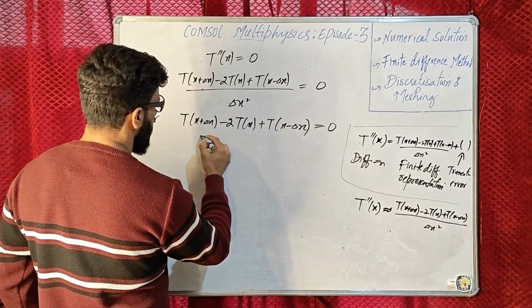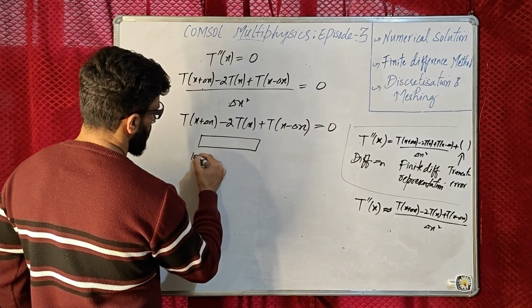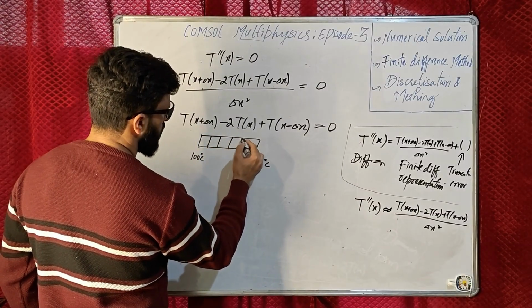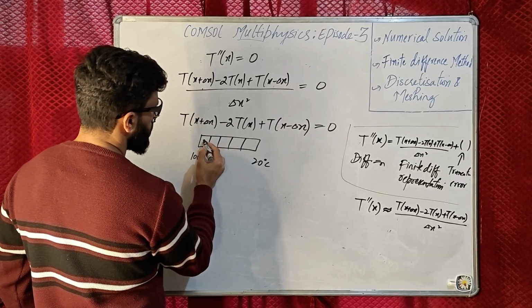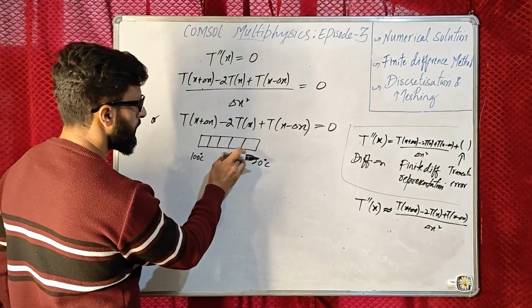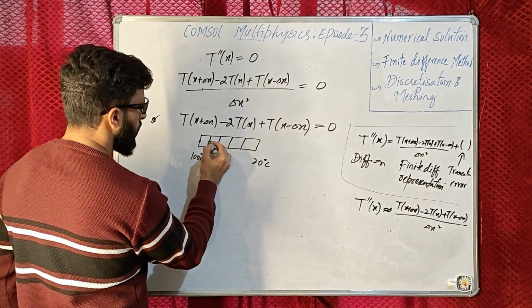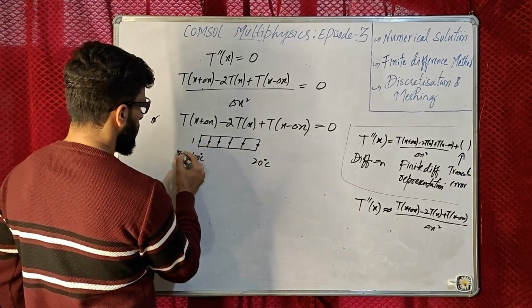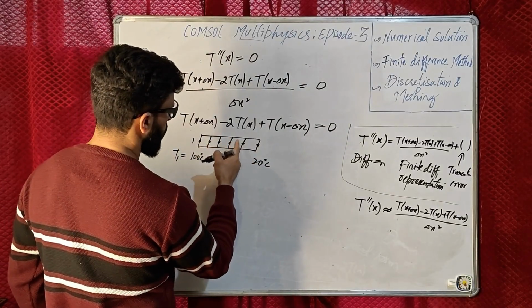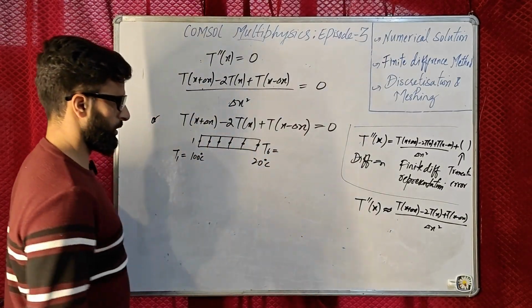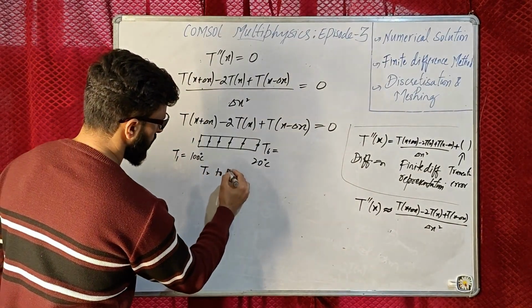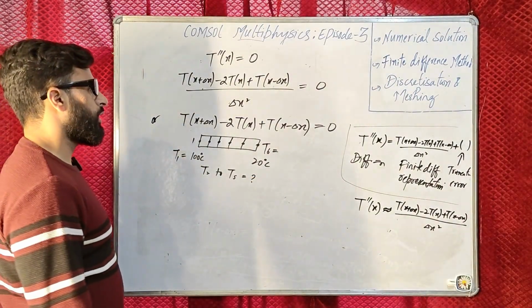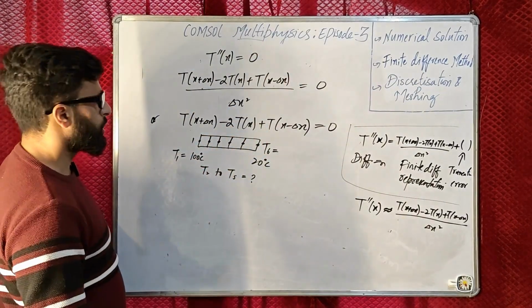So moving forward, we have our rod. This is 100, this is 20 degrees Celsius, and suppose we are choosing 5 elements here: 1, 2, 3, 4, 5. This is one point, another point, another point, another point, this point, and this point. At point 1, the value we know, T1, is 100, and at point 6, the value is 20 degrees Celsius. We want to find T2 to T5. We want to calculate these values. Then those values will be tabulated, which is our numerical solution finally.